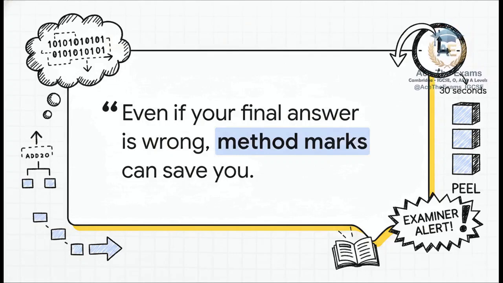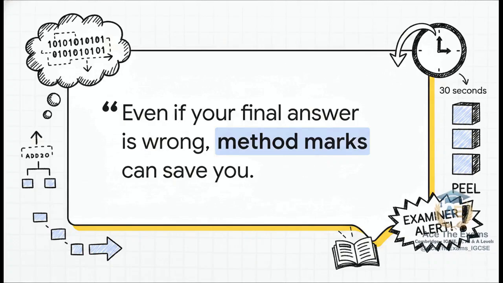But as you practice this, I want you to burn this quote right into your brain. Even if your final answer is wrong, method marks can save you. This is an official examiner alert. You wouldn't believe how many students try to do complex binary tracing entirely in their heads. They write down one final incorrect number, and boom, score 0. If you show your working, if you physically write down the step-by-step decomposition of exactly how you followed the indirect address, you can secure almost all the method marks even if your final arithmetic is slightly off.